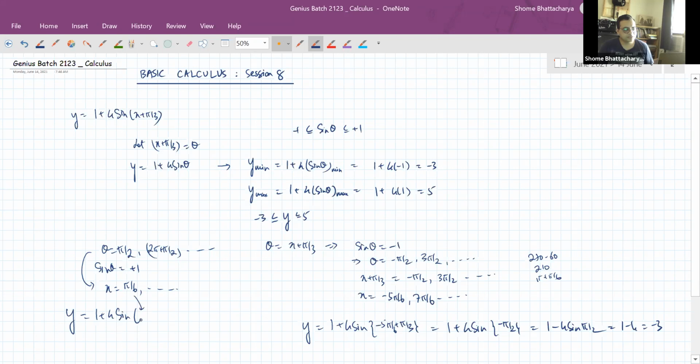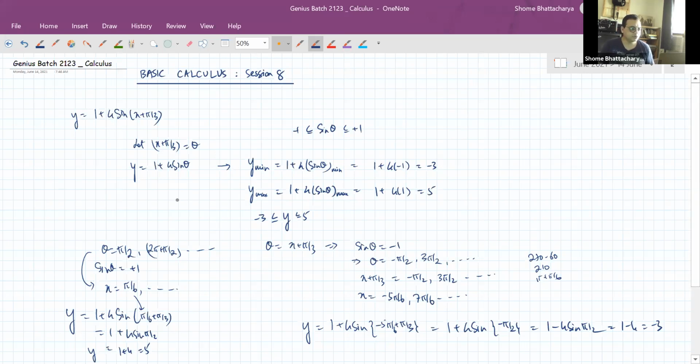Now take this value of x. So pi by 6 plus pi by 3. So that's 1 plus 4 sine pi by 2. So it's becoming how much? 1 plus 4, or that's becoming 5. Okay. So that's how the value of y is reaching 5.